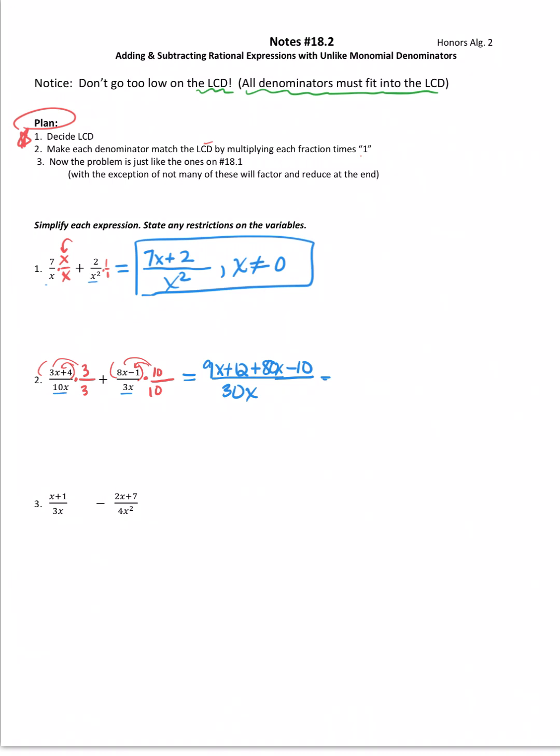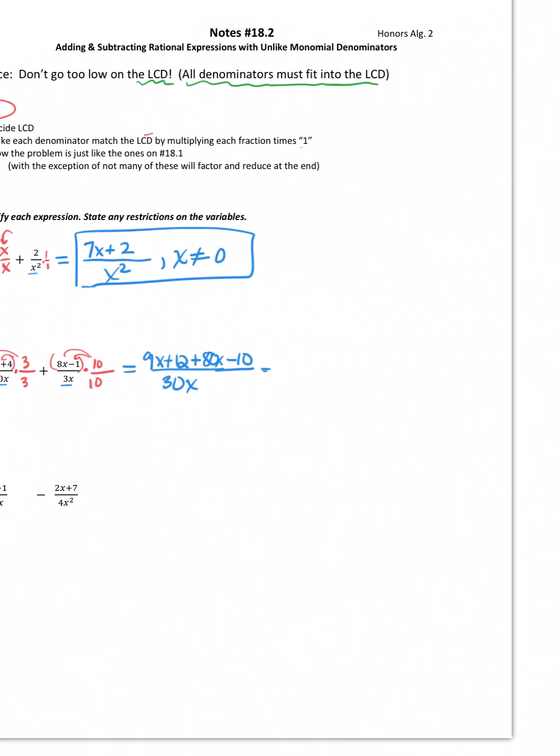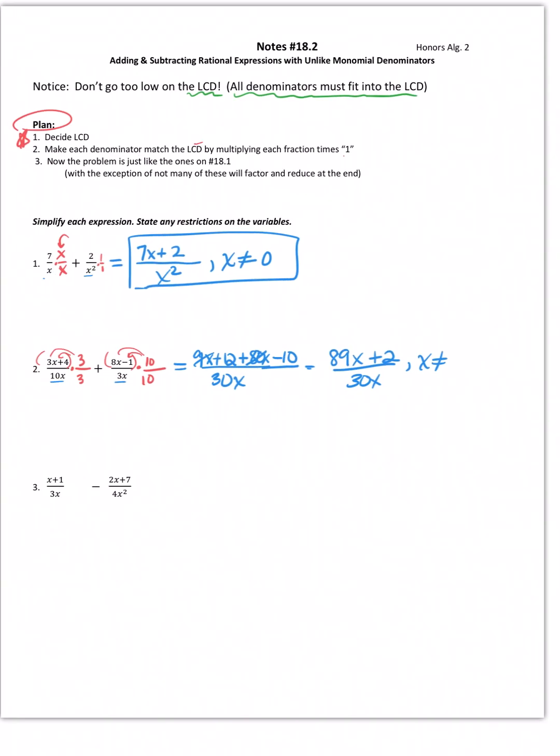All right, now let's combine like terms. So 9x plus 80x is 89x. That takes care of those. 12 minus 10 is 2 over 30x. All right, can I reduce anything? It doesn't look like I can reduce the numerator or factor out of the denominator, so I'm good. Now let's think about restrictions. What is it that x cannot equal? What would make the denominator 0? Well, a 0, right? If I plugged in a 0, that would make it divide by 0, and we can't do that, so we say x cannot be 0.